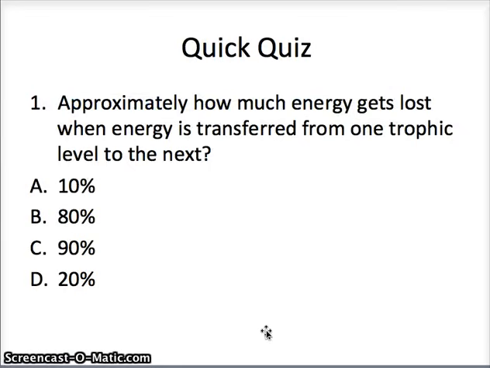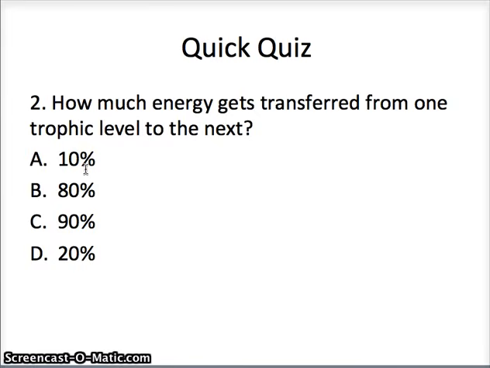Now I would like for you to quickly check your understanding. Read this question and let's see if you understand the overall concept behind trophic levels. So, number 1, approximately how much energy gets lost when energy is transferred from one trophic level to the next? Is it 10%, 80%, 90%, or 20%? Go ahead and make your choice. The correct answer is 90%. 90% is the amount that gets lost. Lost meaning gets used up by the organism just to stay alive.